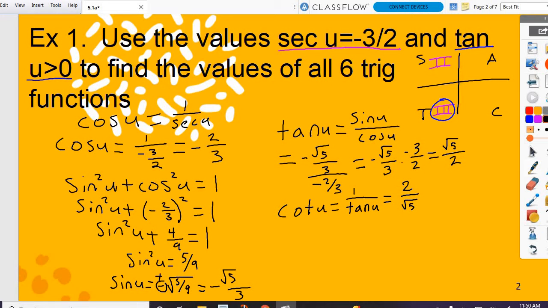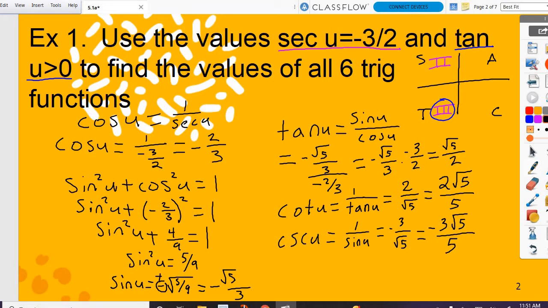Do we want to leave it like that? No. So how are we going to write it? 2 square root of 5 over 5. Okay. And then how can we find cosecant? Cosecant is going to be 1 over sine. So we would have negative 3 over the square root of 5. Again, we don't want to leave it like that, so we get negative 3 square roots of 5 over 5.